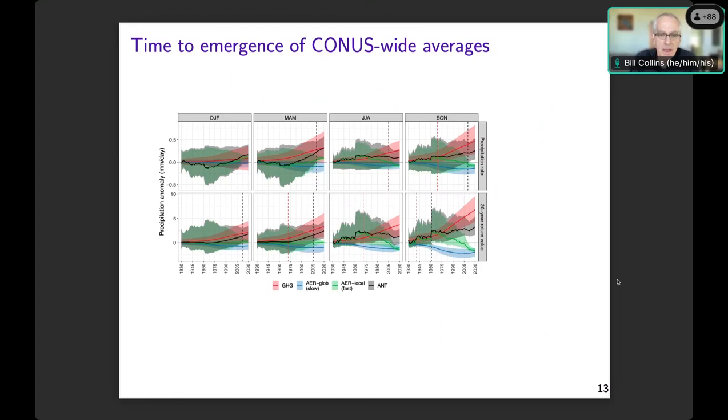And in 7 out of the 8 panels on this figure, the anthropogenic signal emerges very late, in fact, well into the 21st century, which is one of the reasons why we think it's been exceptionally hard for the literature to come to any sort of convergence around whether or not there's an anthropogenic signal in the forced response of precipitation of the United States.